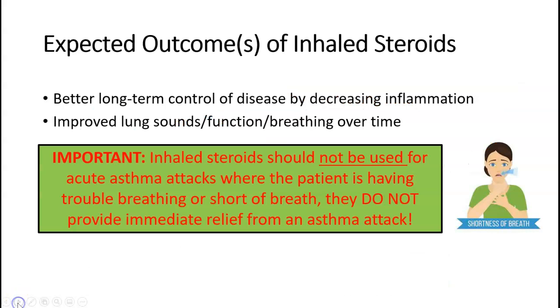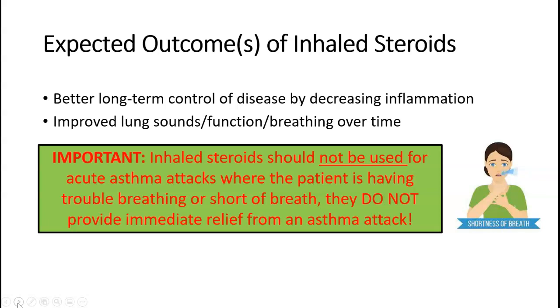Okay, onward. So we give these inhaled steroids. What do we expect to have happen? Well, what we expect to have happen is that there's better long-term control of the disease by having decreased inflammation. You'll note improved lung sounds and function and breathing, but over time. So just because you gave inhaled steroids at 8 a.m. doesn't mean that when you listen to their lungs at 8:30, they're going to be markedly better. In fact, they probably aren't. These drugs don't work that quickly.